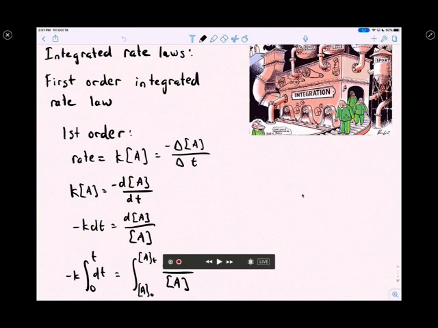Okay, you're back and you're brave. On with the hardest chapter here. We're gonna move on and talk about integrated rate laws. What does it mean, integrated rate laws? Well, it's when you take the rate law and you integrate it.